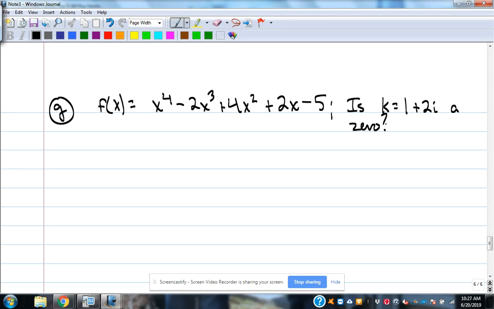And find out if 1 plus 2i is a 0 of this polynomial. Generally, they will not ask you if a quadratic is a factor of it. Straightforward, they'll just ask you. The complex ones will be asked in this method. We'll have the other question for that.